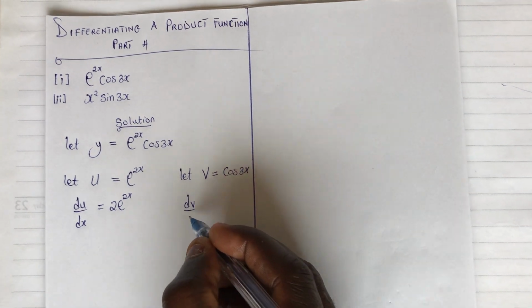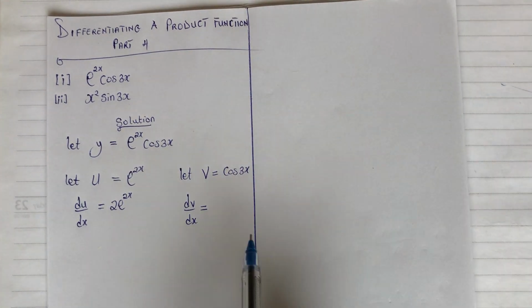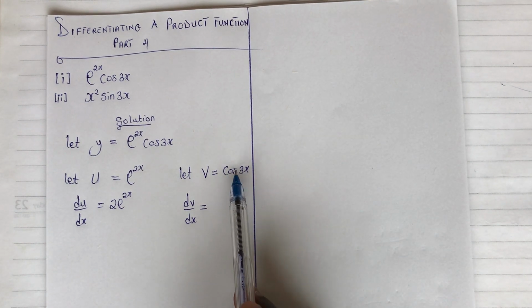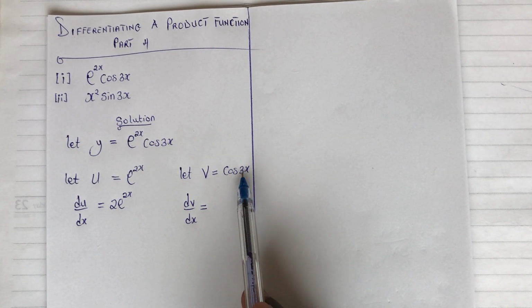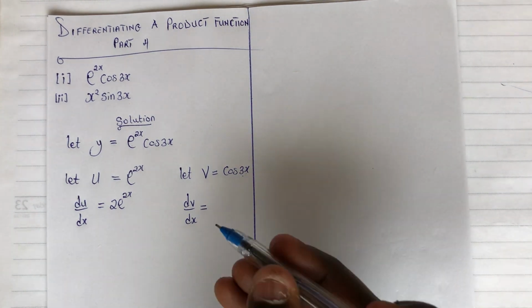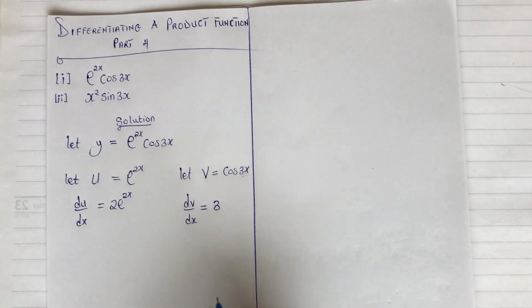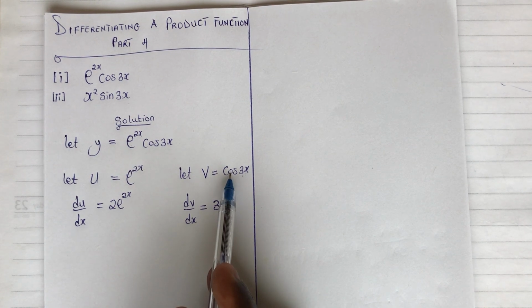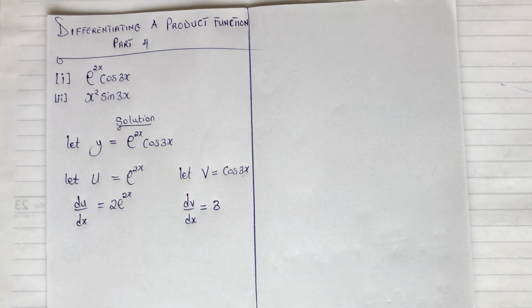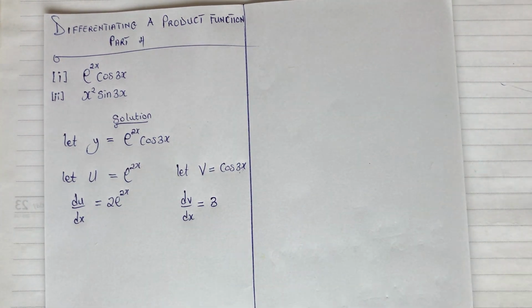So dv dx will give you, for this one, if you have something like this, all you need to do is to differentiate the 3x, whatever you have here, first. When we differentiate 3x, the result is 3. Use it to multiply the differential of cos. Now when you differentiate cos, the result is minus sine. So let me use an example here.